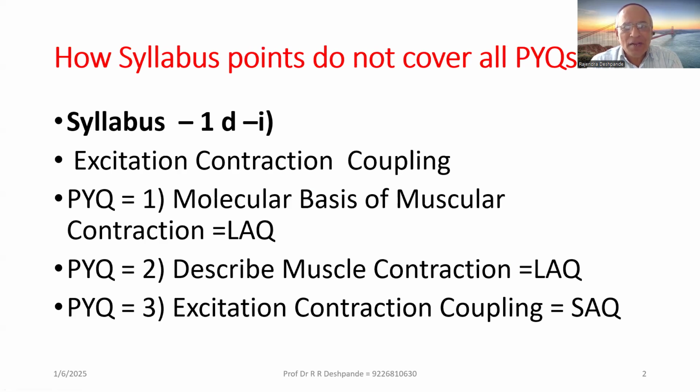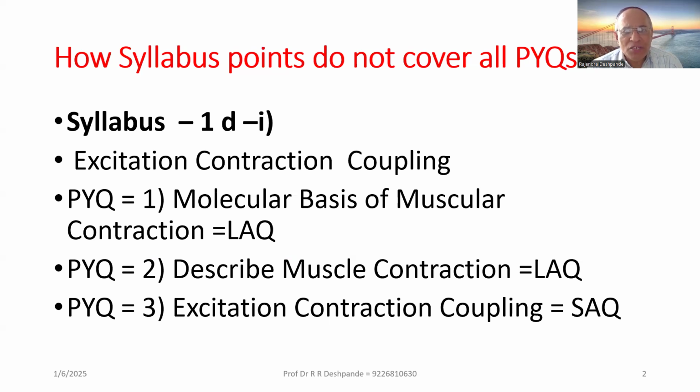So let us start to discuss excitation-contraction coupling, this particular topic from the muscle. My dear friends, if you go through the previous year questions, there will be a question on this topic in many exams. In the physiotherapy course, this topic is under syllabus point 1D. Excitation-contraction coupling is a part of the syllabus from the first point, general physiology. In general physiology, there are 4 points. First is the cell, second is blood, third is the nerve, and fourth is the muscle. So this is 1D, related to the muscle.